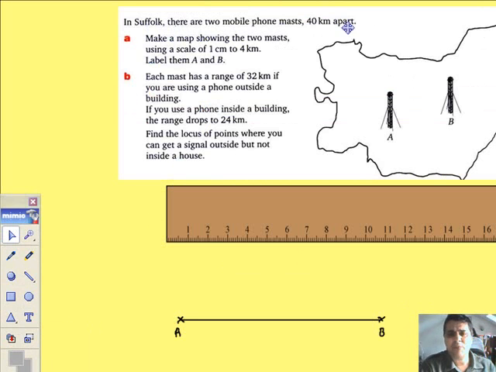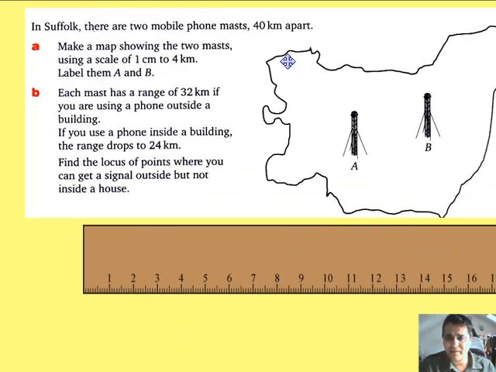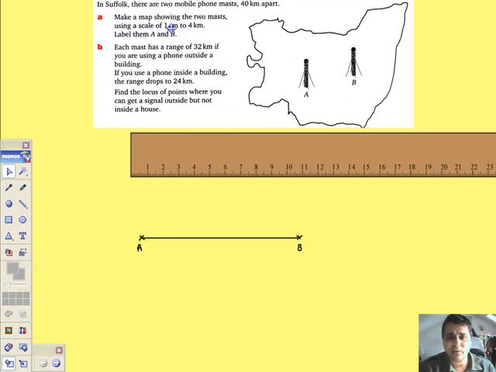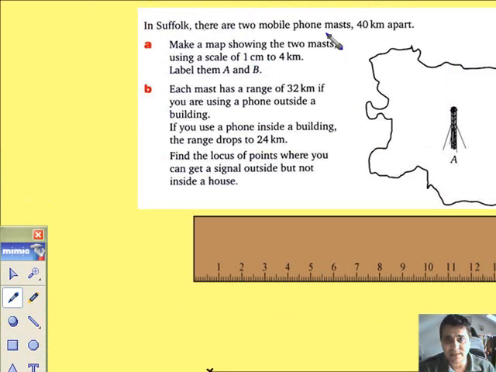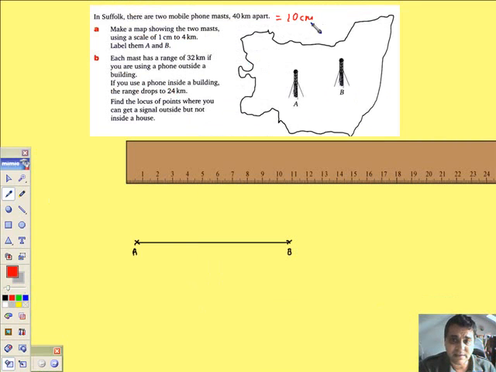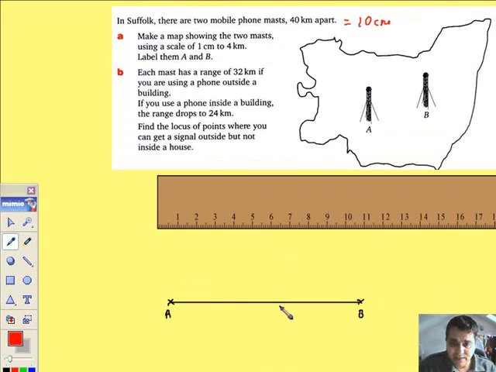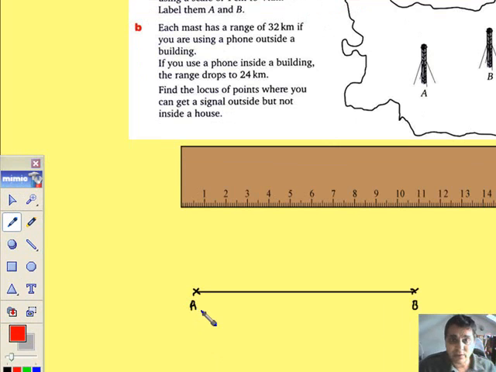In Southwark there are two mobile phone masts 40 kilometres apart. It says make a map showing the two masts using a scale of 1 centimetre to 4 kilometres. So straight away I know that my 4 kilometres is to be scaled down to 1 centimetre. So my 40 kilometres must represent a distance of 10 centimetres. And look, I've taken the liberty to draw a 10 centimetre line using my ruler facility. And I've called that mast A, looking from on top. And I've called that mast B.